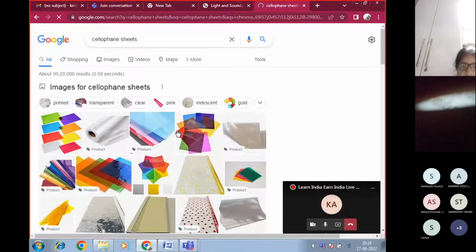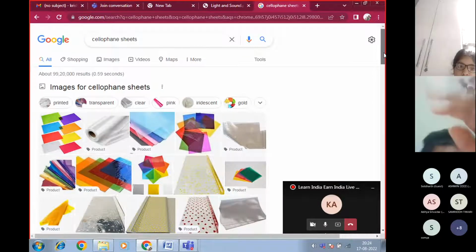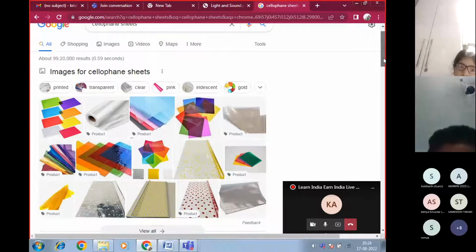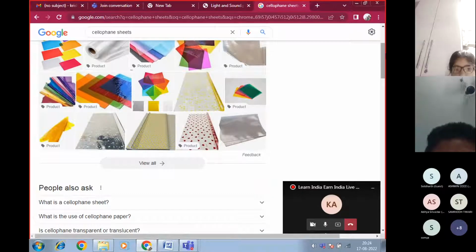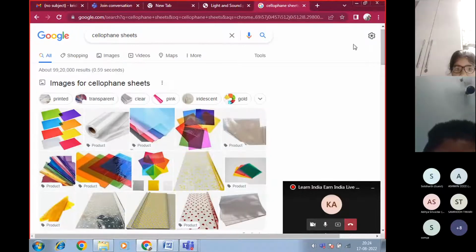Ma'am, in my book also rays and beams are given. In that, there are three types of beams written. Here you have parallel beam, convergent beam, and divergent beam.